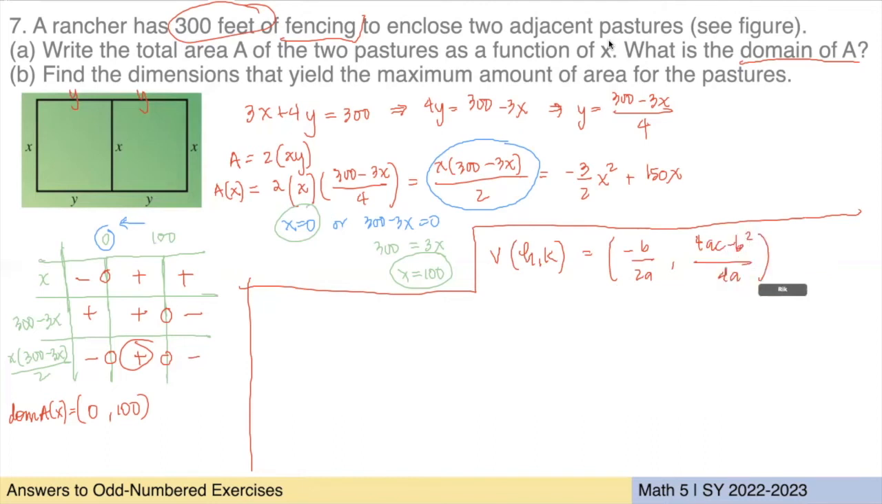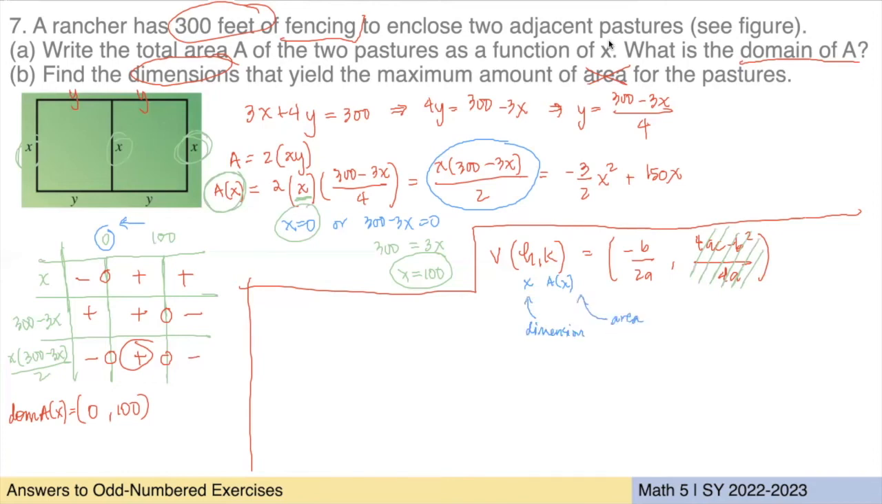However, again, since the problem is asking for the dimension and not the area, I hope it is clear to you that we are not going to evaluate this part of the coordinate. Why so? Because this is your x coordinate and this is your A of x coordinate. This is the dimension and this is the area.